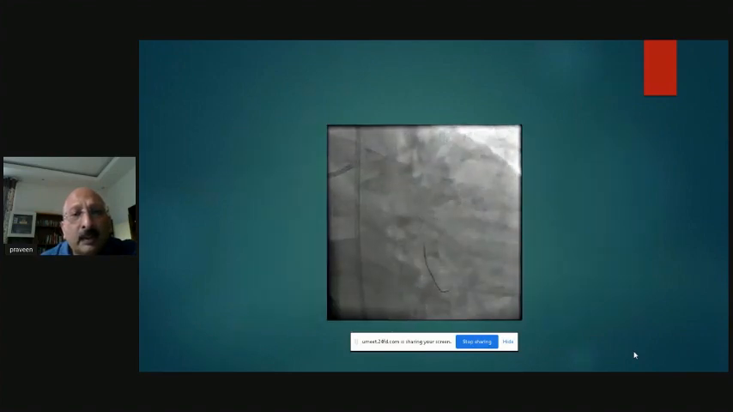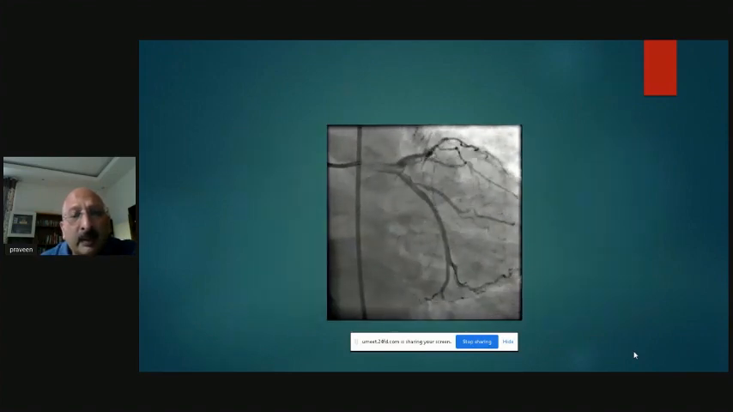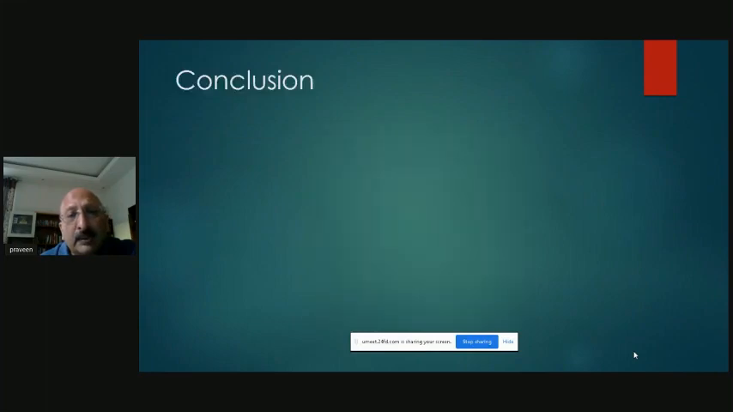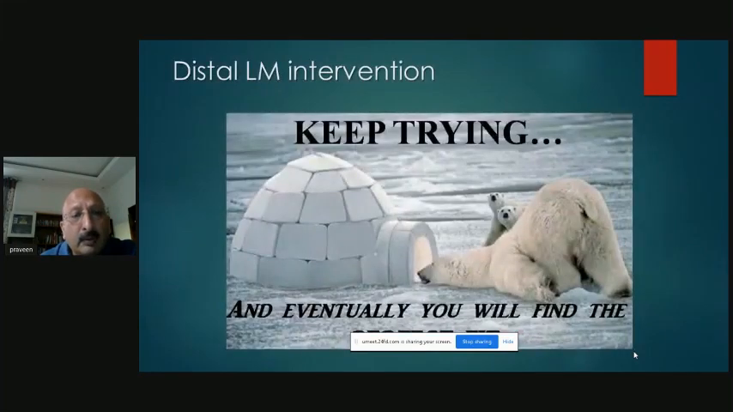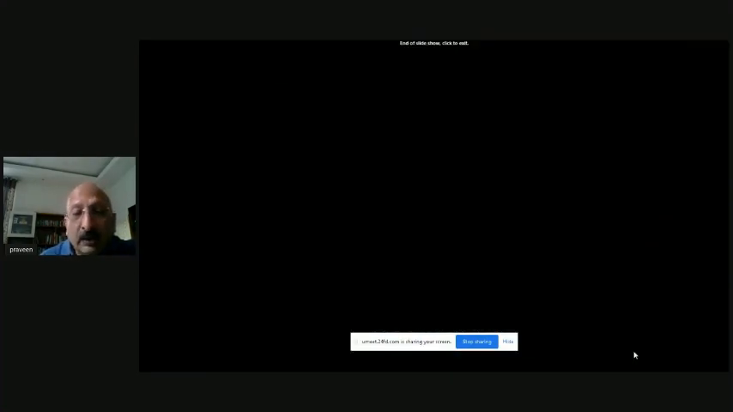So this is the left main with the bifurcation and disease in the proximal part. To conclude, I think we have to keep trying, and eventually we'll find the solution in most of these complex situations of left main intervention, especially the distal left main intervention. Thank you very much. I'll stop sharing now.